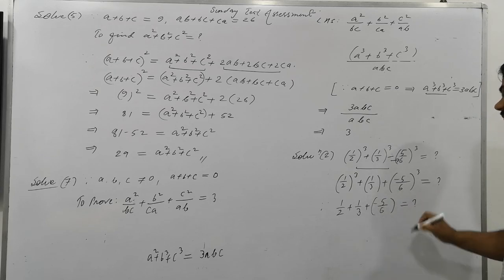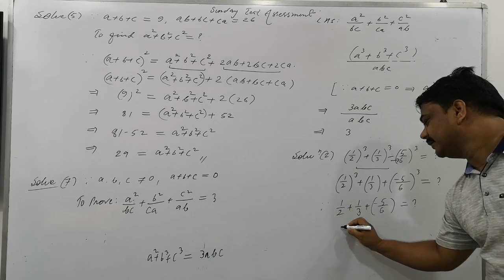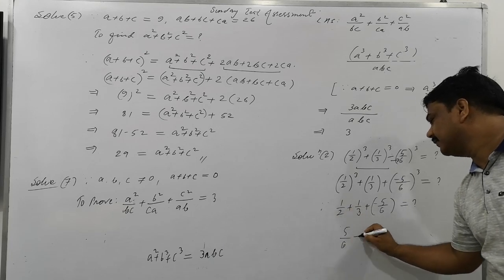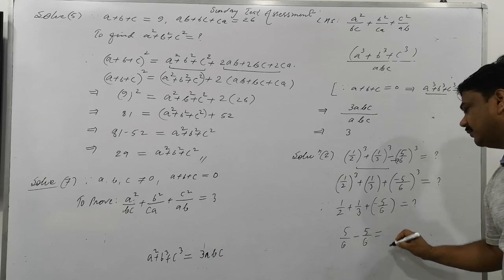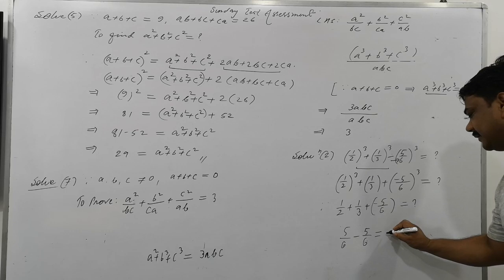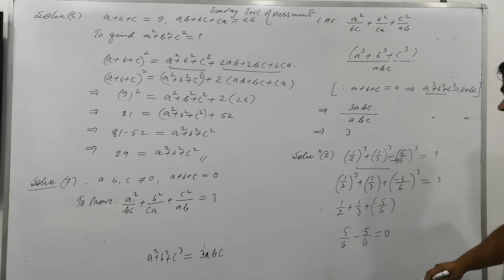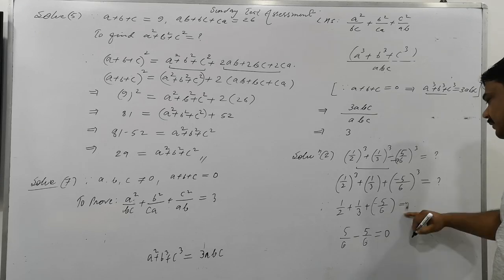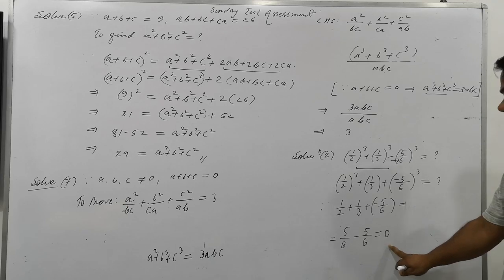What is their linear sum? Their LCM is to be taken, 3 will go here and 2 will go here. 3/6 plus 2/6 minus 5/6. What's coming here? Please tell me. 0. Exactly, it's 0. So we can also say that a plus b plus c is equal to 0. After solving that, the 0 is coming here.